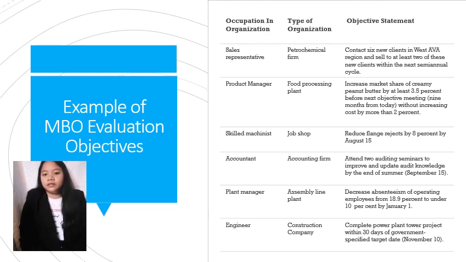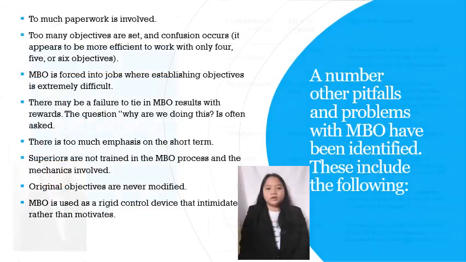Decrease absenteeism of operating employees from 18.9% to under 10% by January 1. Complete power plant tower project within 30 days of government specified target date, November 10.